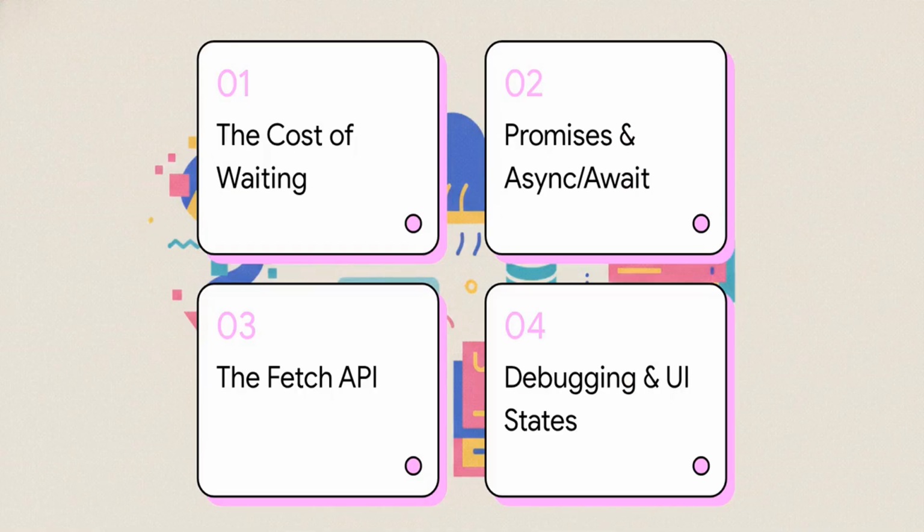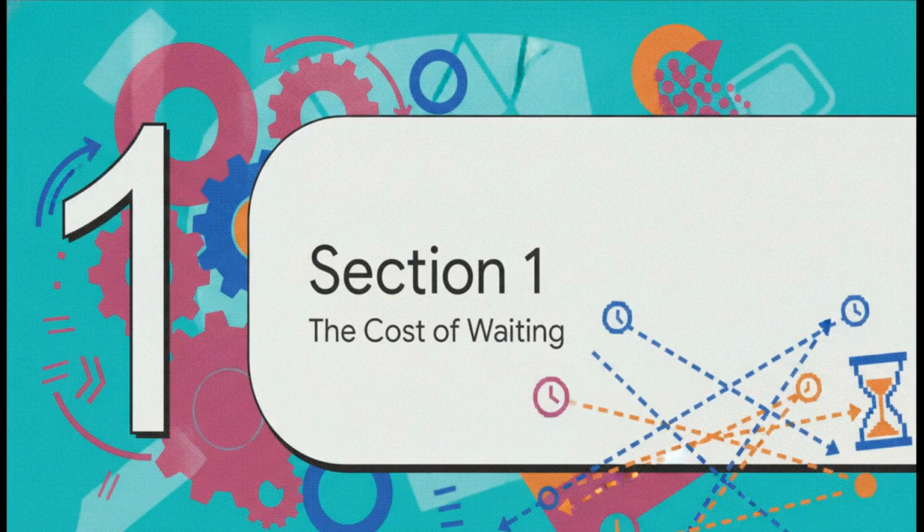Okay, let's dive into this. Here's our roadmap for today. We're covering the cost of waiting, single-thread execution alongside promises and async await, the Fetch API itself, and finally, debugging and UI states.